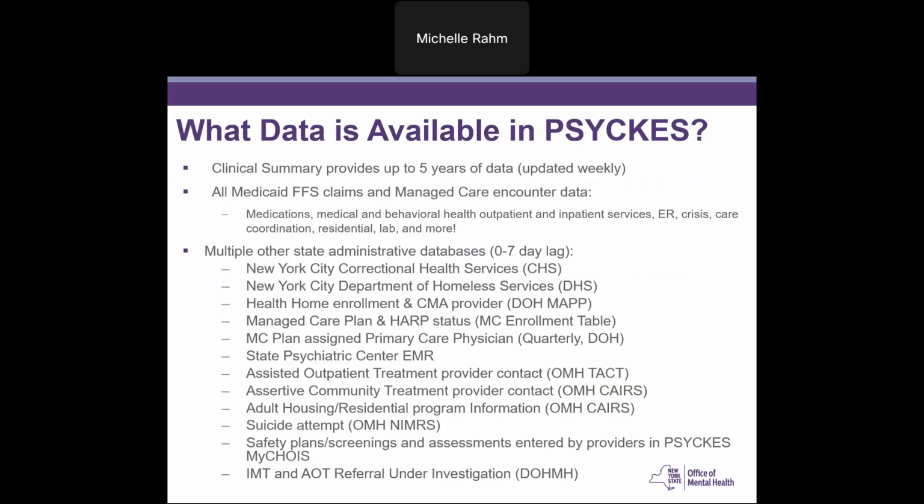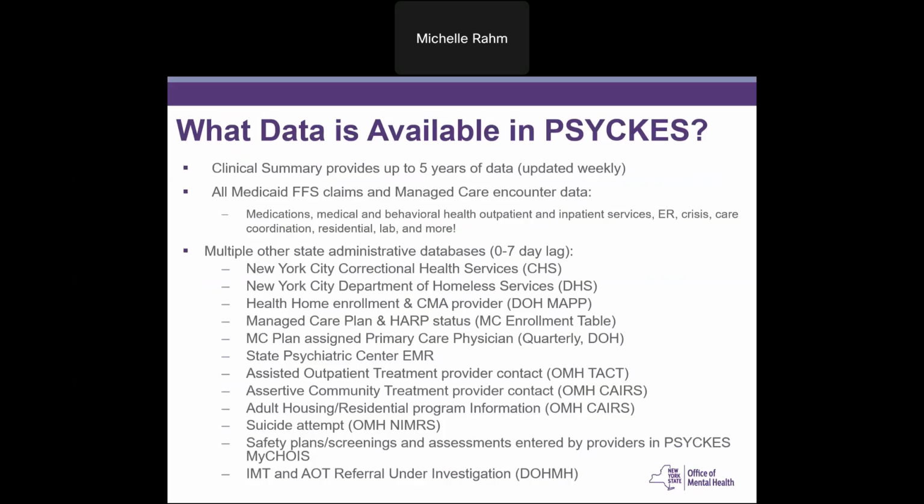So if a client has spent some time in a state PC, their inpatient unit doesn't bill Medicaid directly, but we'll still get access to that information because we have this as one of our data sources. Then we have the Assisted Outpatient Treatment, AOT, provider and contact information, and we're getting that from OMH TACT. We also have data coming to us from OMH Cares. So this is going to provide you with the ACT, Assertive Community Treatment, provider and contact information, as well as adult housing and residential program information.